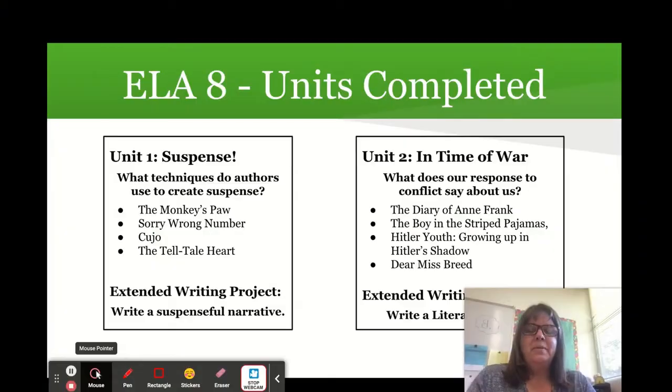The two units we have completed so far this year are Unit 1, Suspense, where we looked at the techniques authors used to create suspense, and then in Unit 2, In Time of War, we answered the question, what does our response to conflict say about us? If you have not done so, I highly recommend that you read the suspenseful narrative your student wrote at the end of Unit 1. They were amazing.